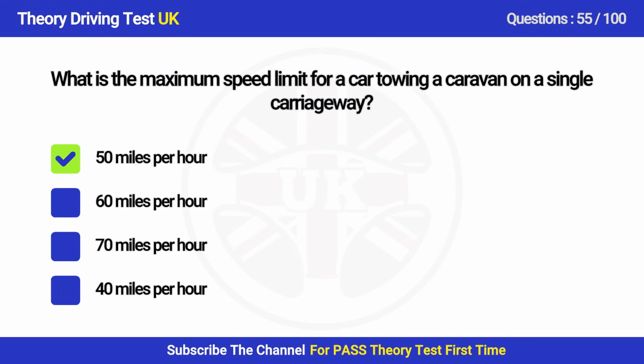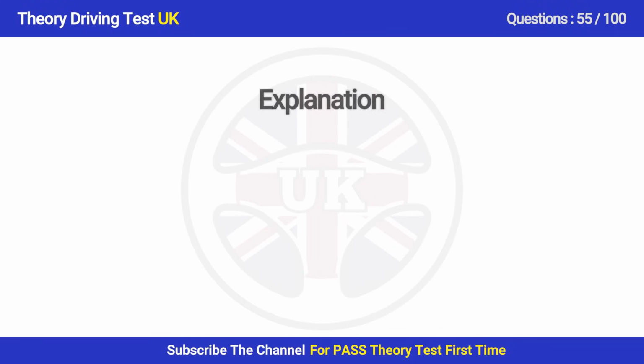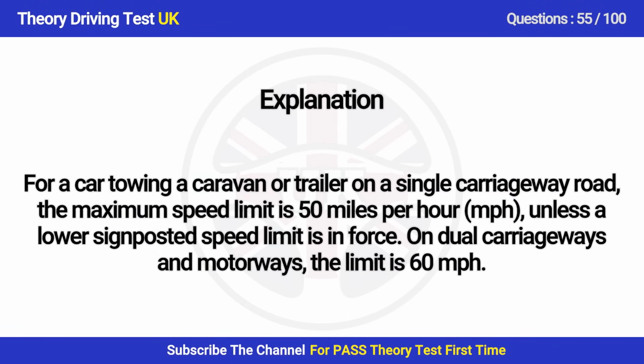Answer is A. 50 miles per hour. For a car towing a caravan or trailer on a single carriageway road, the maximum speed limit is 50 miles per hour, unless a lower signposted speed limit is in force. On dual carriageways and motorways, the limit is 60.